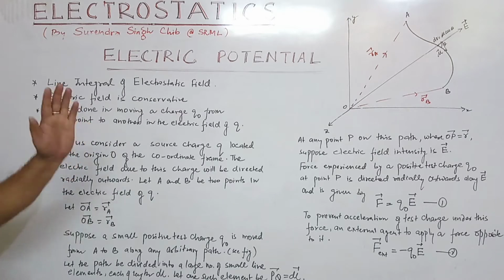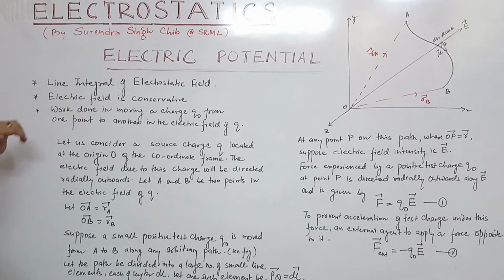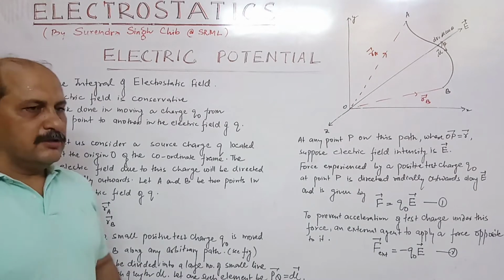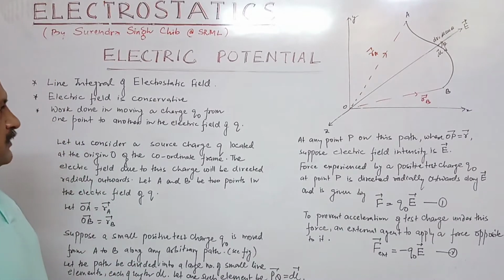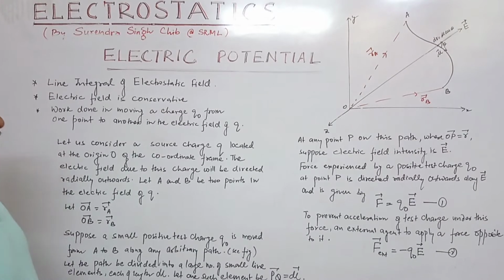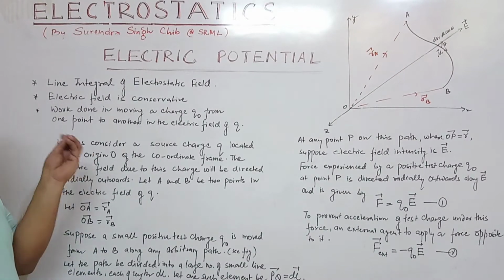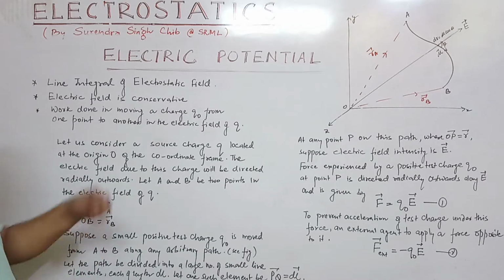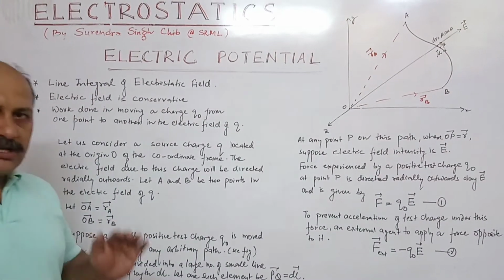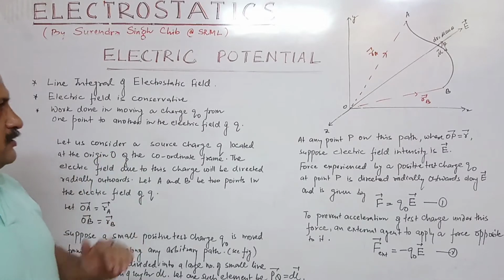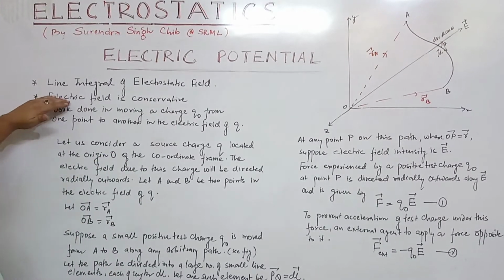So what is the line integral of the electrostatic field, what is the answer? Electric field is conservative. Conservative means those fields like gravitational field, electric field, these are conservative fields. The work done by these fields in moving a body from one point to another is independent of the nature of the path followed, but only depends upon the initial and the final points. So we will prove that the electric field is conservative in this derivation.